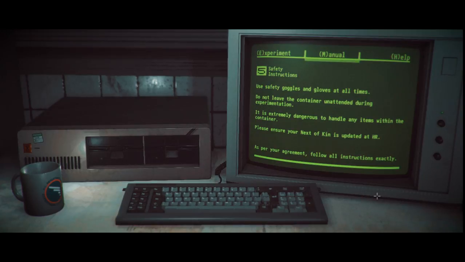Okay, safety instructions. Use safety goggles and gloves at all times. Do not leave the container unattended during experimentation. It is extremely dangerous to handle any items within the container. Please ensure your next of kin is updated at HR. As per agreement, follow the instructions exactly.